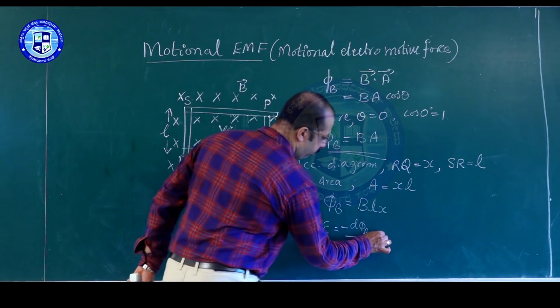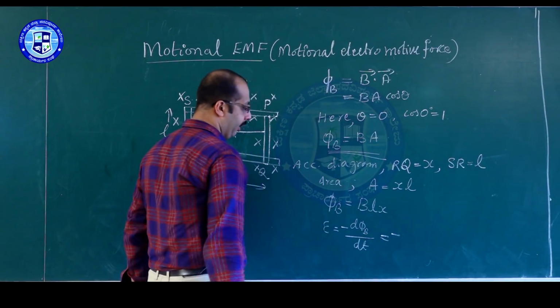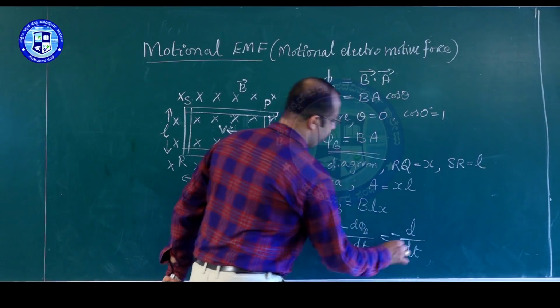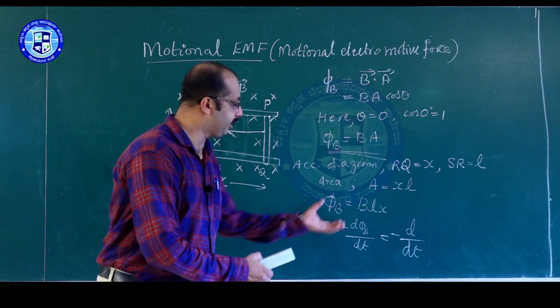Right. So now you write the substitution: minus d by dt of the change in the magnetic flux with respect to time.